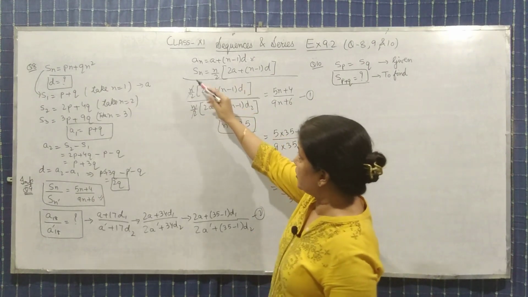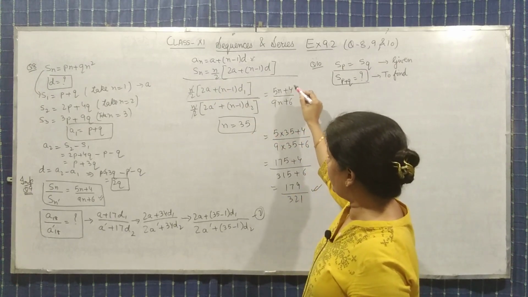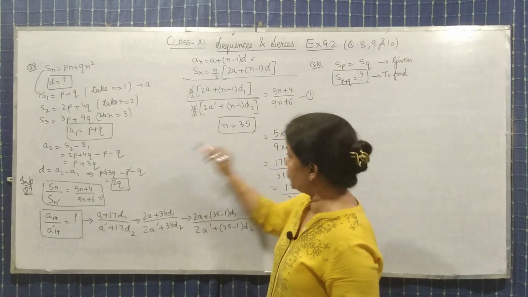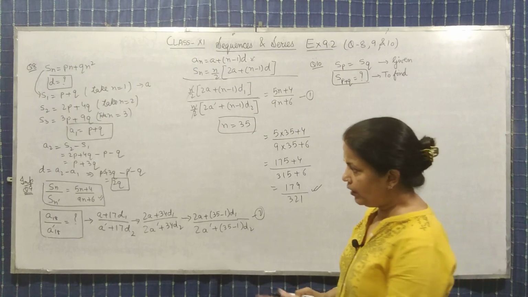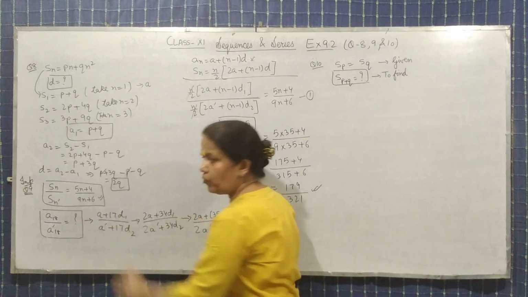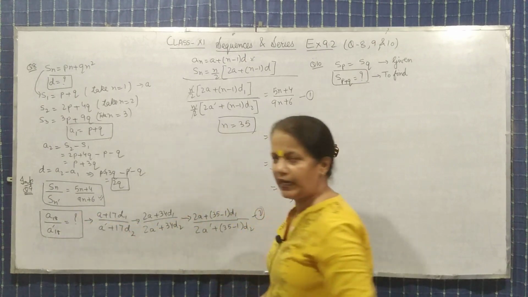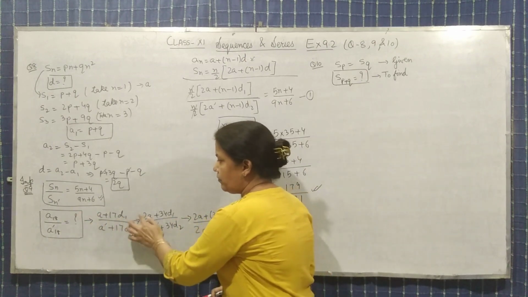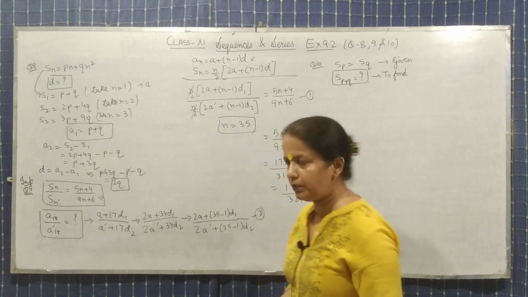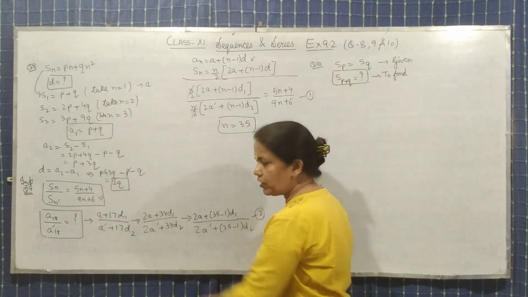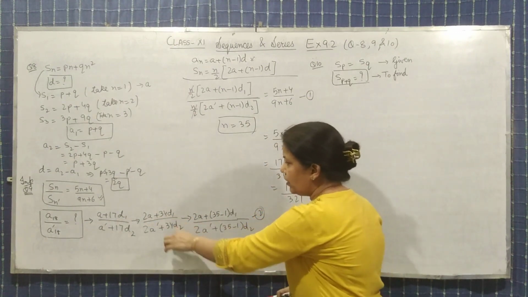We will write it, cancel it, and this is equal to (5n+4)/(9n+6) according to the question. Now come to this part which we have to prove. We will rewrite it. Instead of a18, we can write a plus 17d, and the same way for the lower part. Now multiply both sides by 2. You will get this result.